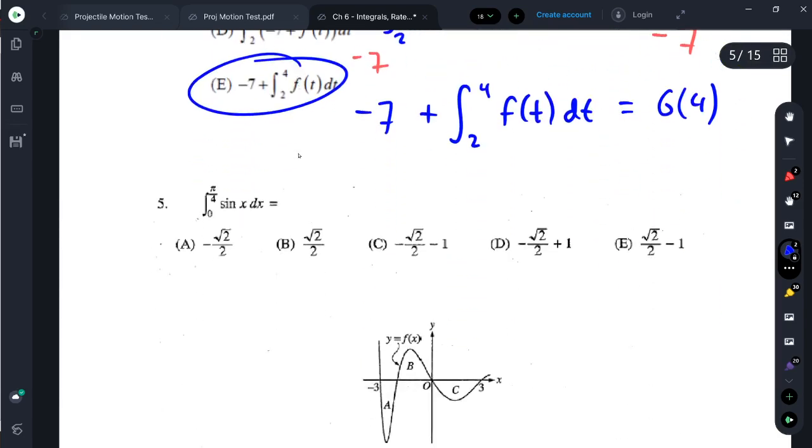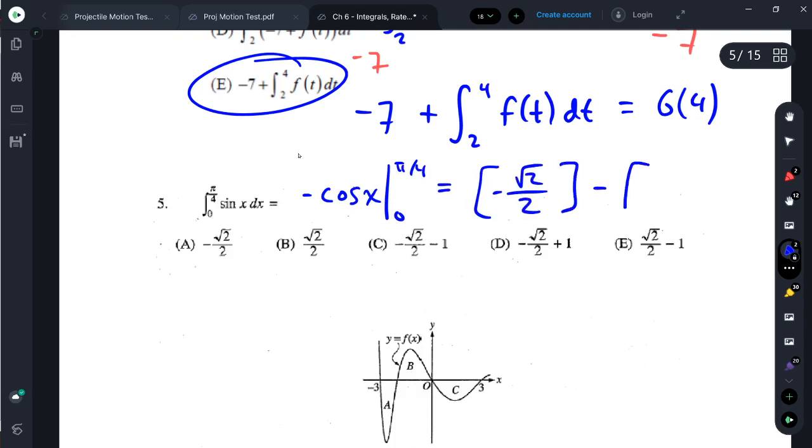All right, next up, this one you just have to memorize. The antiderivative of sine of x is negative cosine of x. So this is going to be negative cosine of x from 0 to pi over 4. That's going to be negative cosine of pi over 4 is rad 2 over 2. You have to memorize that chart. Minus negative, and then cosine of 0 is 1. So that's going to turn into a positive. So it's negative rad 2 over 2 plus 1 is choice D.